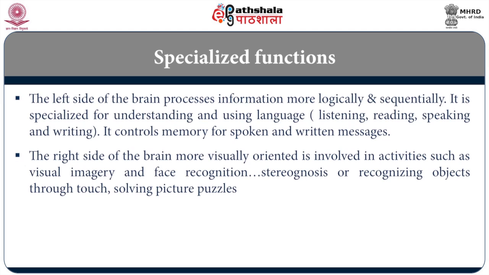So if there are lesions in the right hemisphere, you lose that ability. That's how they have established that the right hemisphere is good at visuospatial abilities, whereas the left hemisphere is good at language and mathematics and science and things like that.